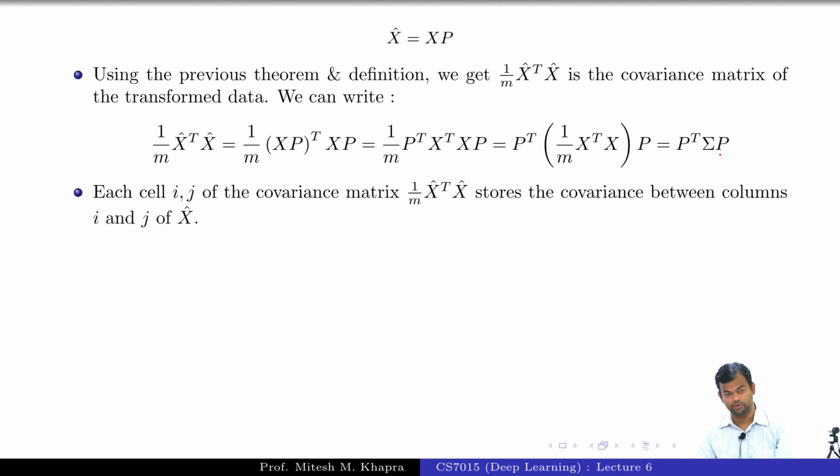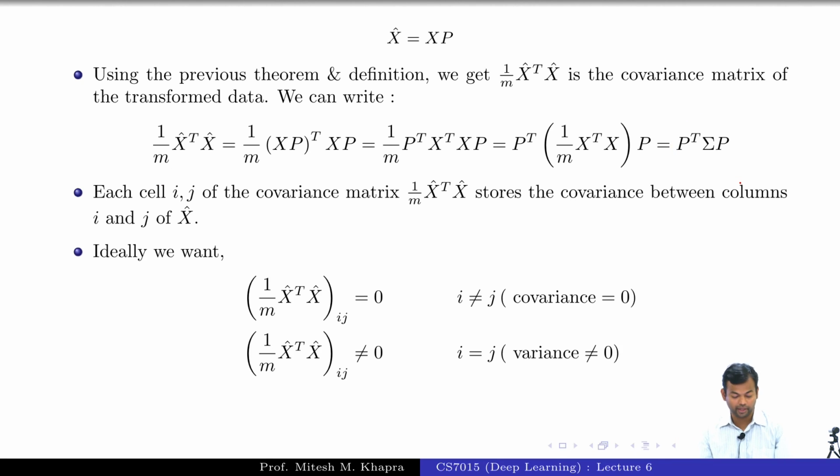When i is not equal to j, the covariance is 0. So what should the covariance matrix look like? Remember, this is the covariance matrix of the transformed data, right? That's what I started with. What do I want this covariance matrix to look like? A diagonal matrix, because I want every non-diagonal element to be 0. And at this point I'm not telling you what I want the diagonal elements to be.